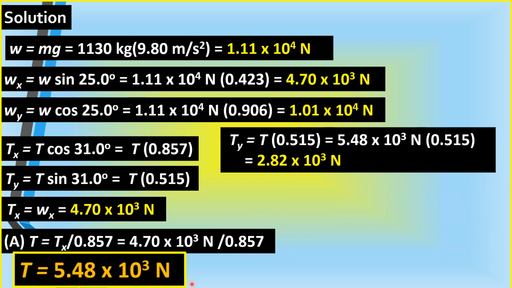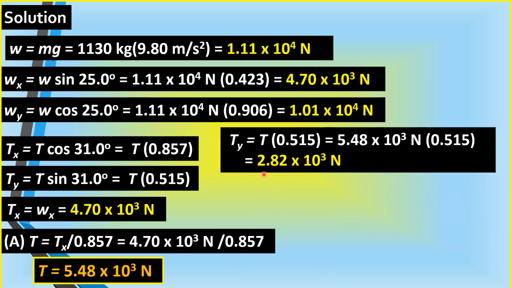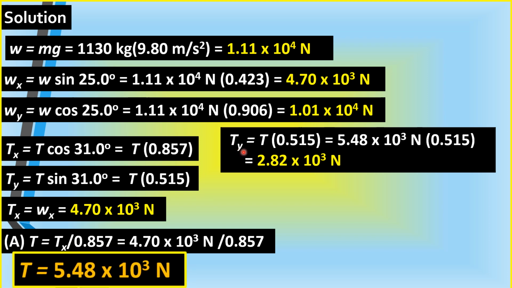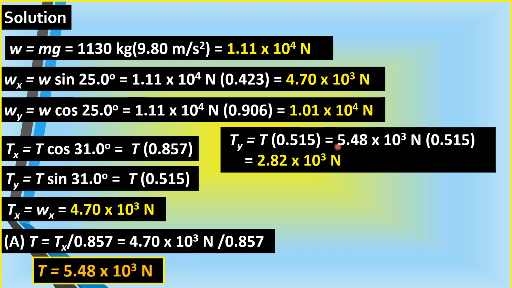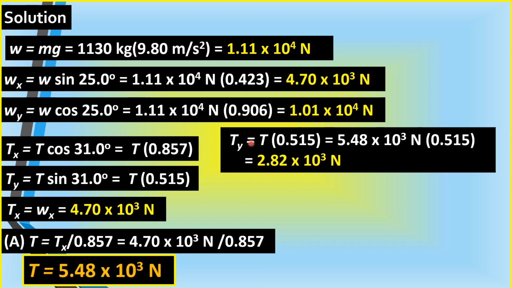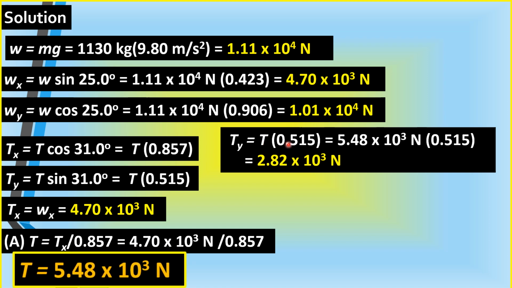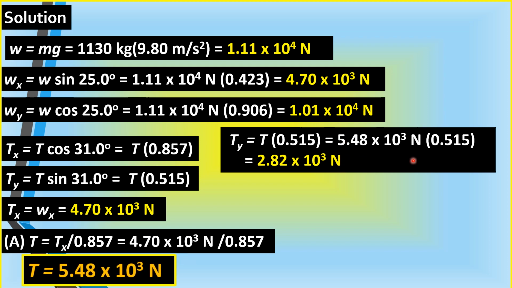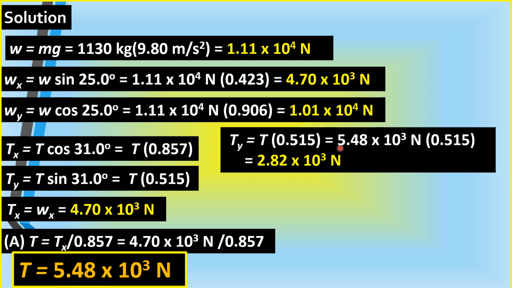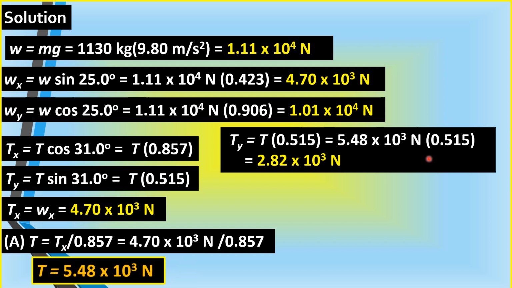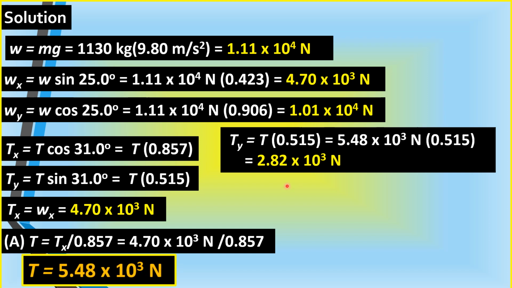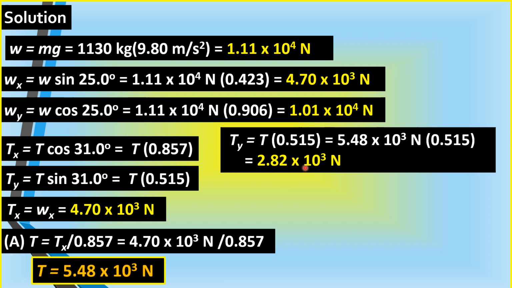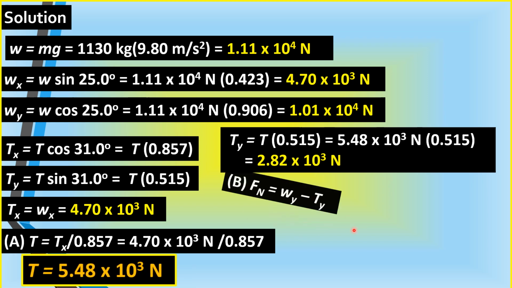Right? So, we also identify the magnitude of the y component of the tension T now that we know the value of T. So, using that relationship, Ty is equal to capital T multiplied by 0.515, or 5.48 times 10 to the third power Newton, which is the value of the computed T, multiplied by 0.515. We will get as the value of Ty 2.82 times 10 to the third power Newton. All right?